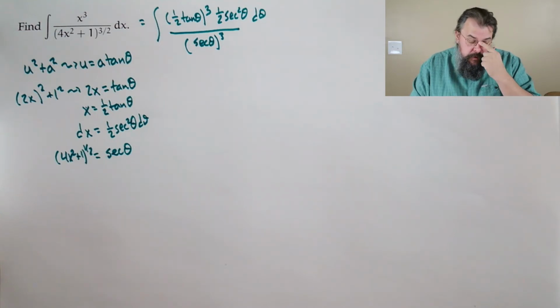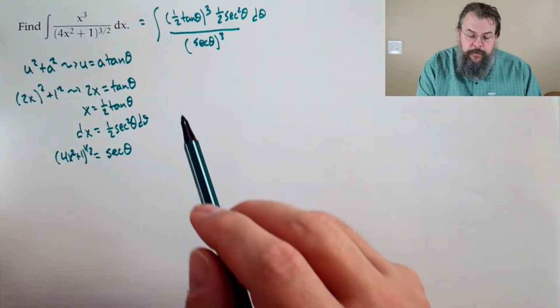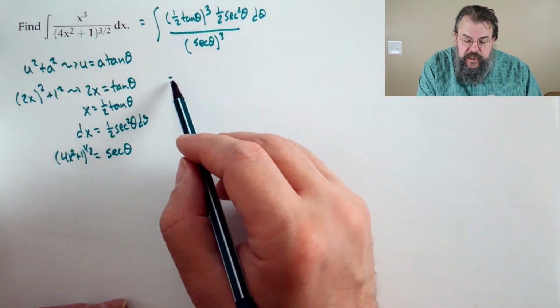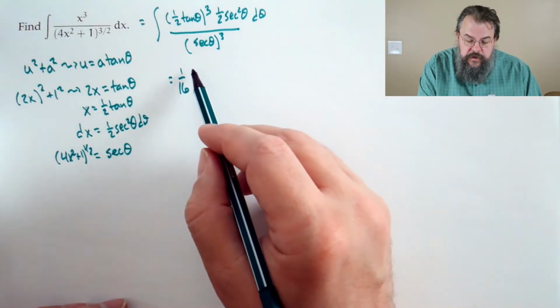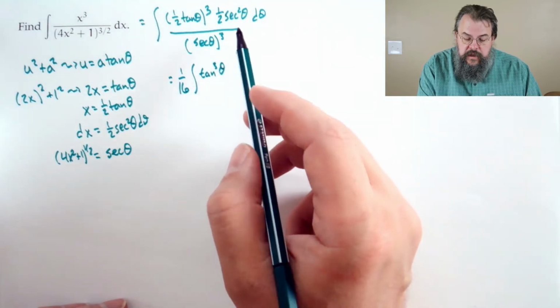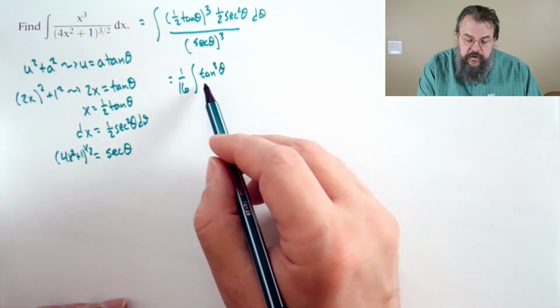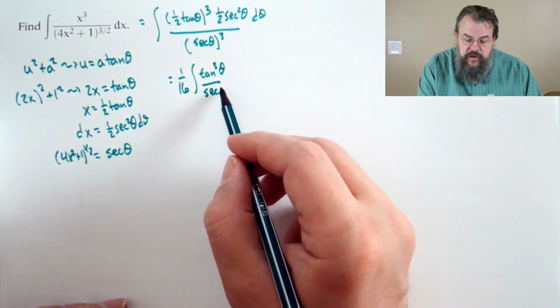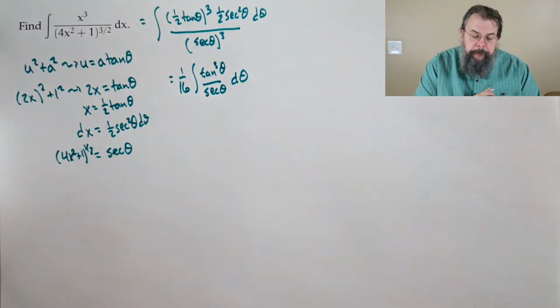So what can we do here? We have a half cubed times a half, which makes 1/16. Then we have a tangent cubed, and there's a secant squared, and here secant cubed, so over secant cubed. Okay, so that's our integral.